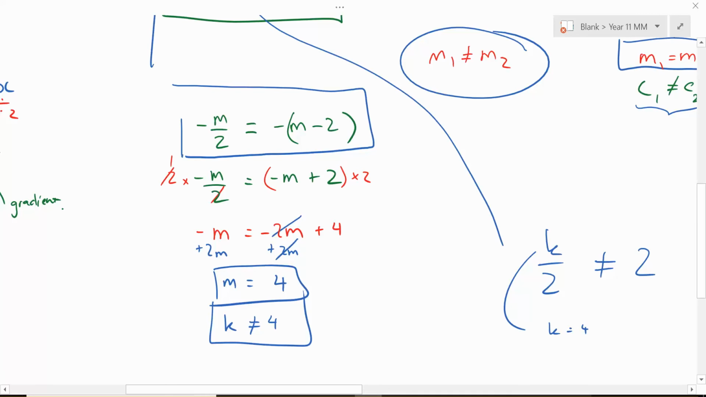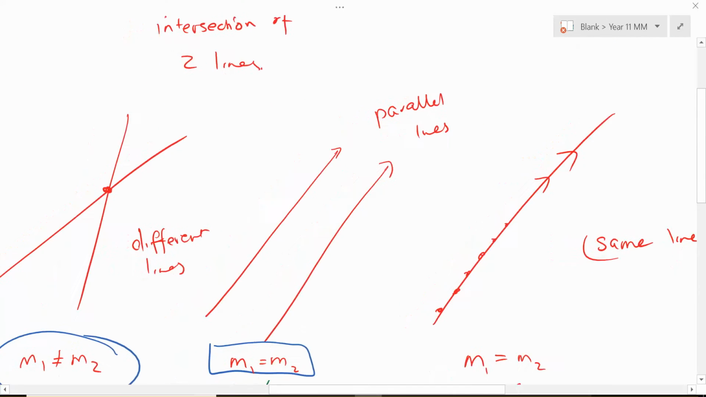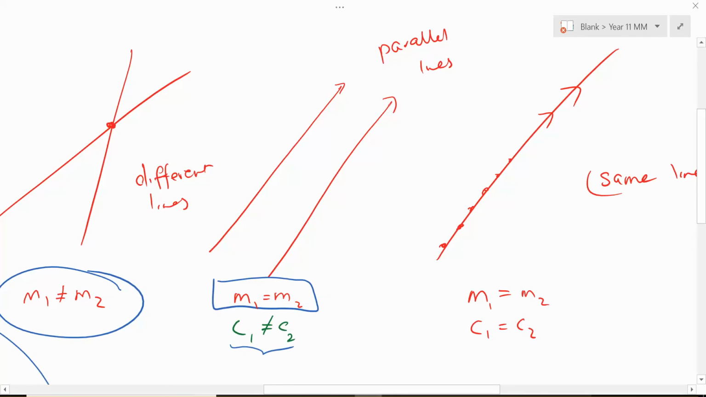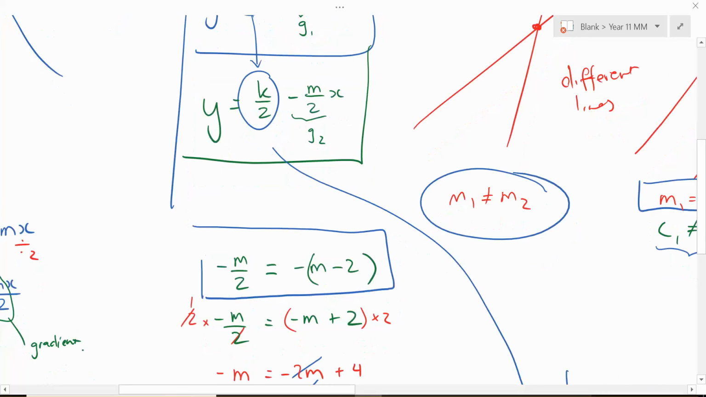Because what does it mean to be parallel? I showed you over here before. Remember, I read this? What did I write here? I wrote, gradients the same, y-intercept's different. See, I literally wrote this. So it is parallel because y is not equal to 4. But I have to make sure this is different. See, that's what I did in the next step if you were watching.